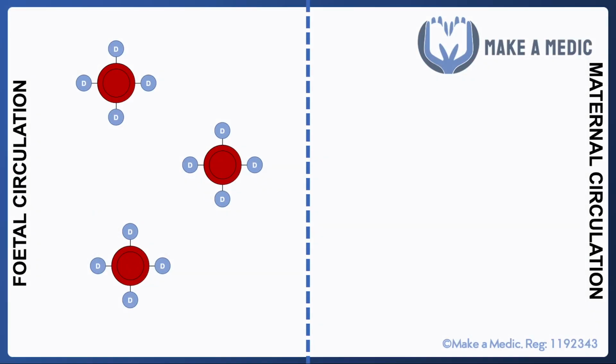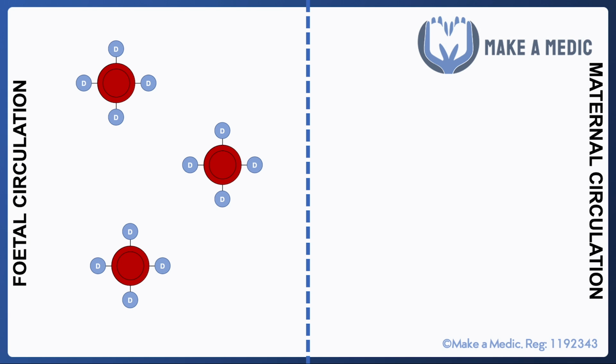Haemolytic disease of the newborn and rhesus status in general is a very important consideration during a pregnancy. However, it can be a little bit confusing to understand exactly what it means and why it matters. So here I've got a diagram which very simply illustrates the separation between the fetal circulation and the maternal circulation.